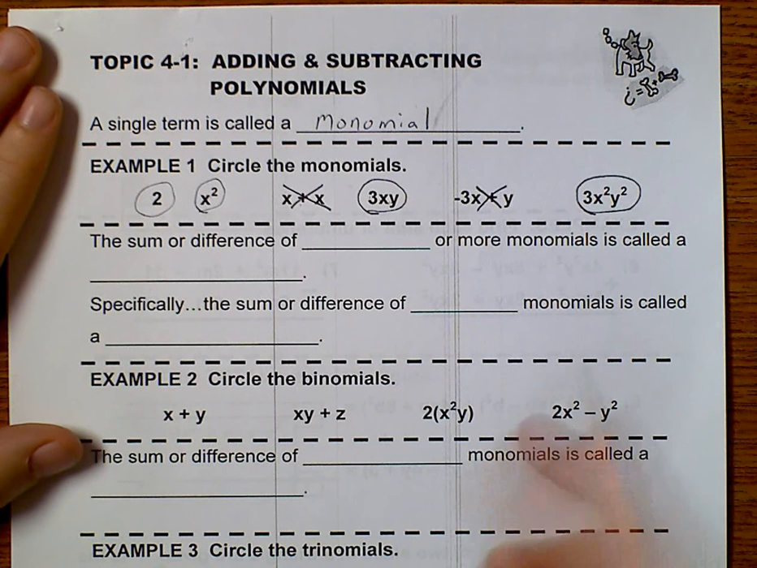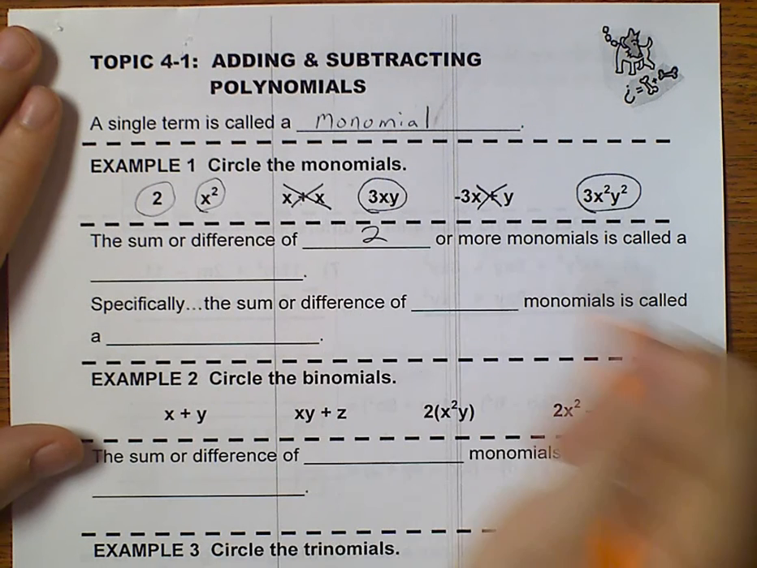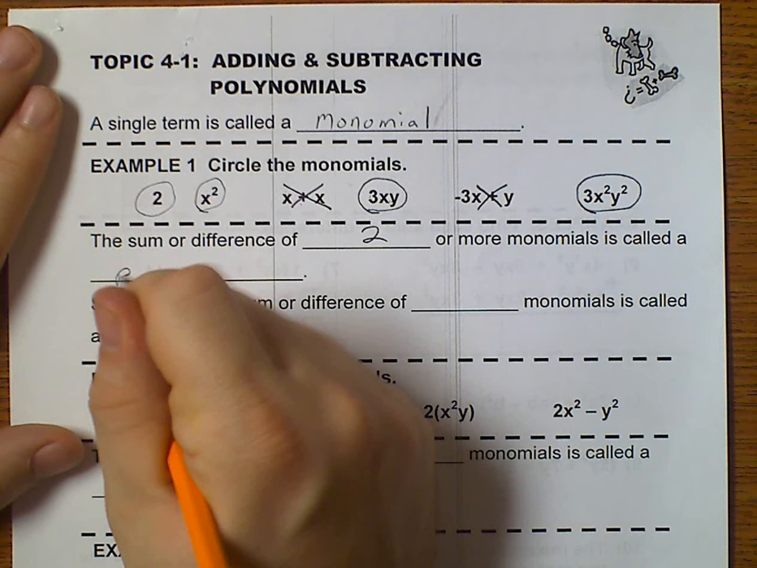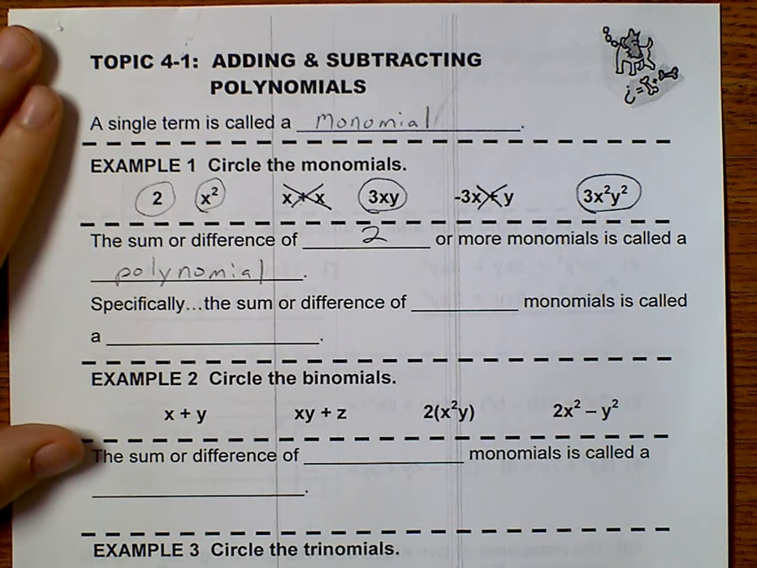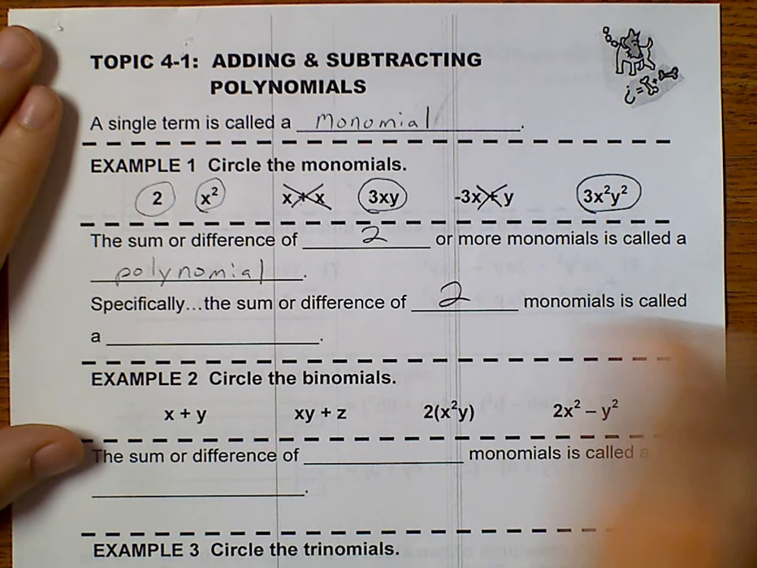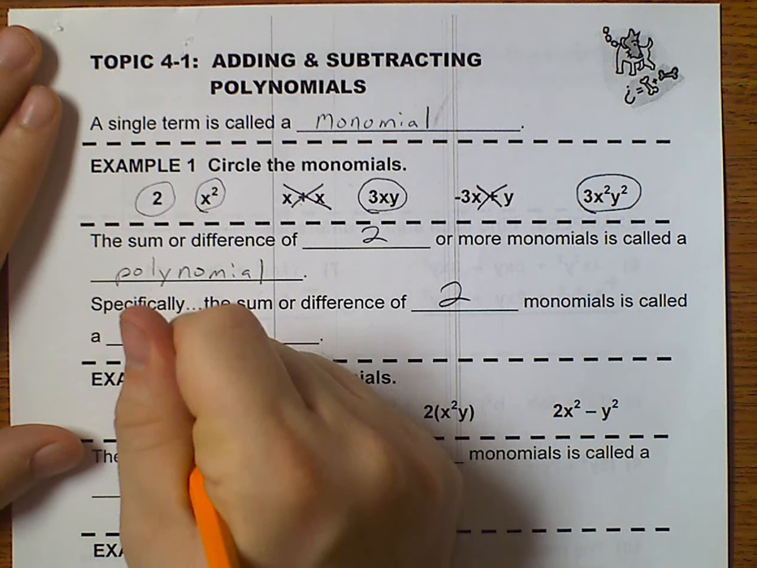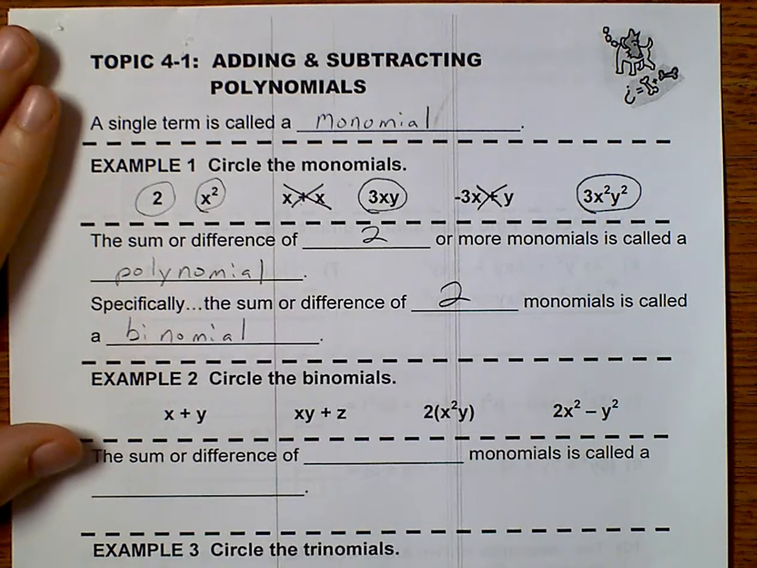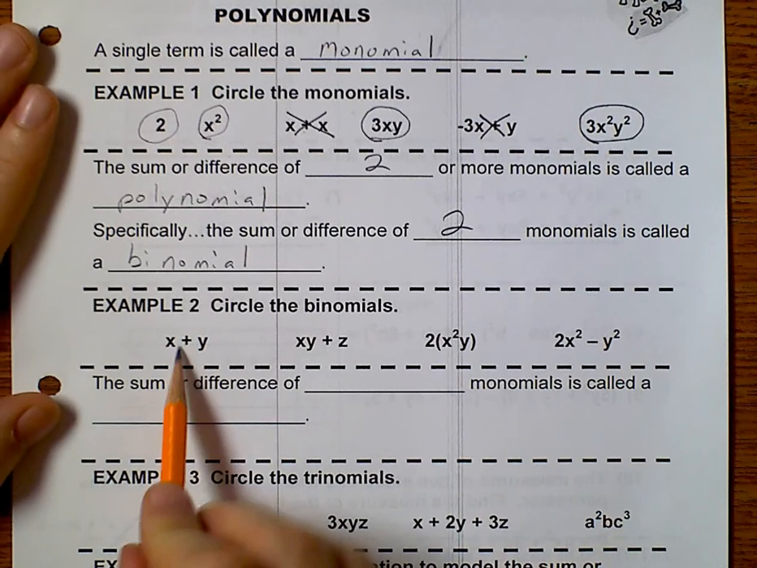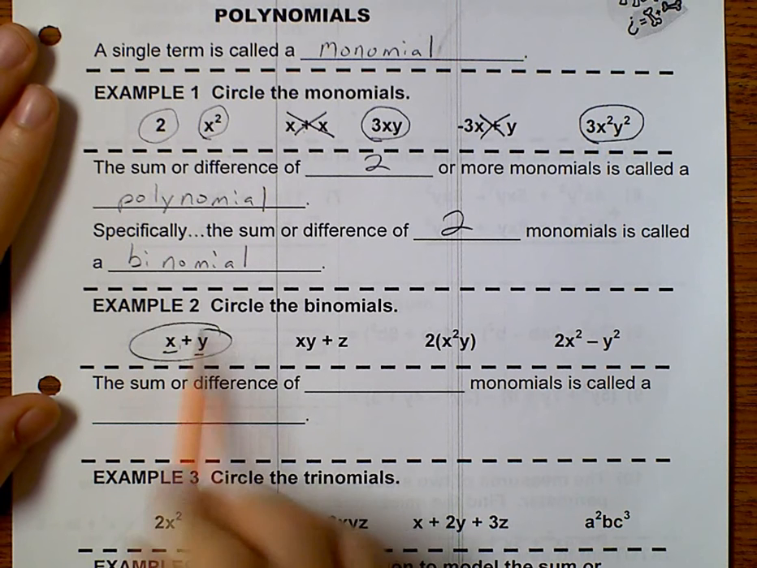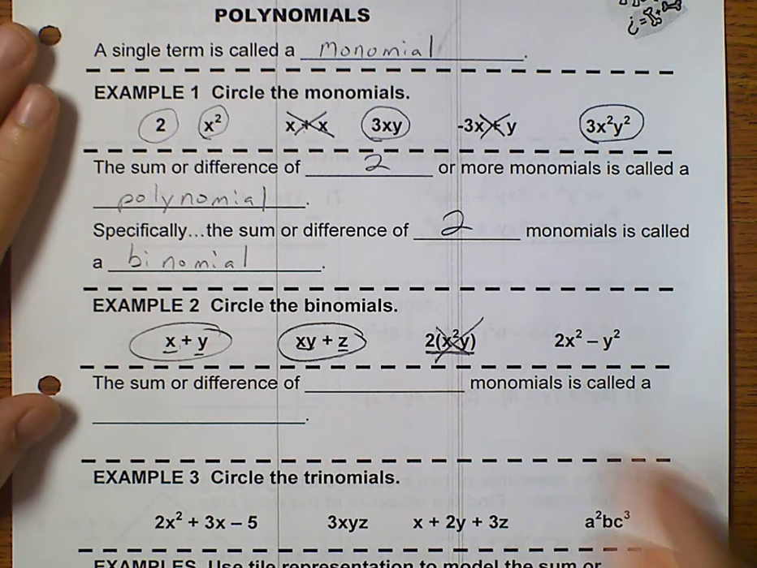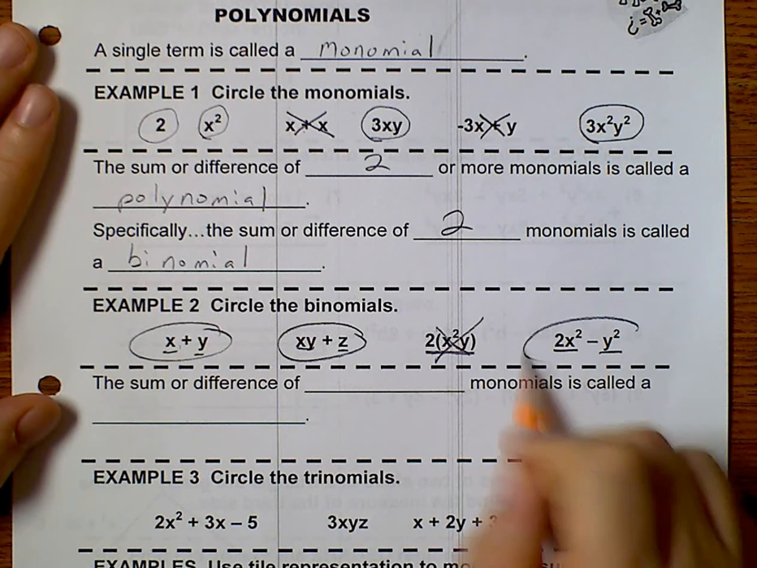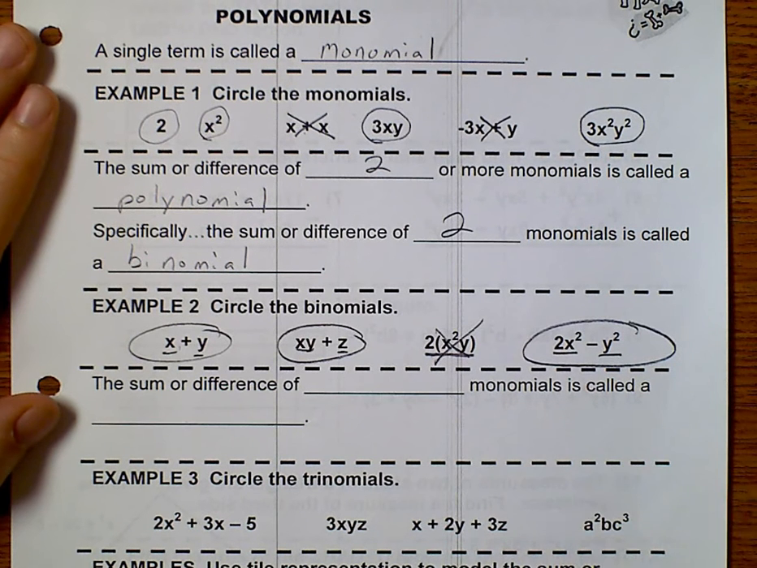Now the sum or difference of two or more monomials is called a polynomial. Okay? Specifically, the sum or difference of exactly two monomials is called a binomial. So here we want our binomials. Well, that's 1, 2 terms. 1, 2 terms. This is only one term. And 1, 2 terms. So those are the binomials. This would be a monomial.